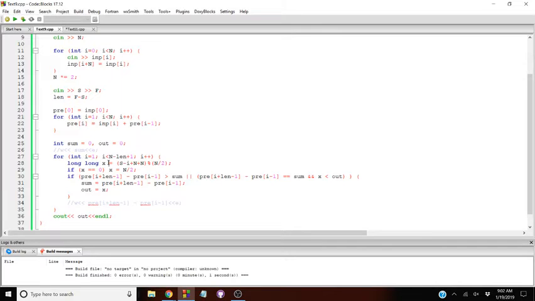Alright, so long long x equals (s minus i plus n) mod n over 2. This is a bit complicated. S is the start time. S minus i, this is the current index that you're at. So basically, I take the start time and I subtract the current index, which is sort of like the current time zone. And then this is to make sure that you don't wrap around.